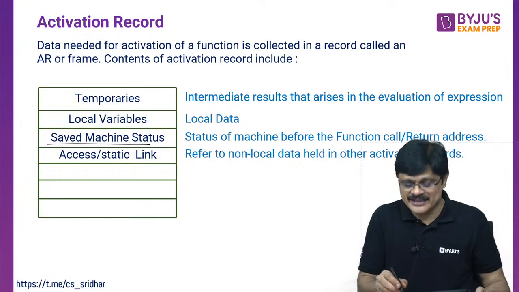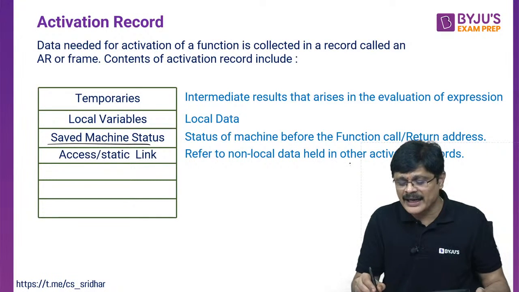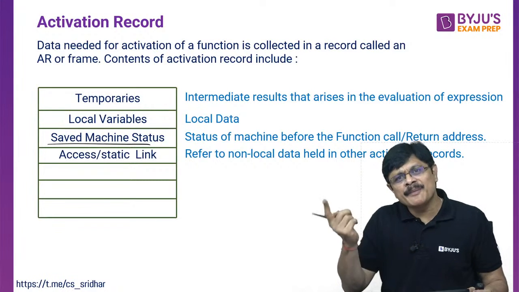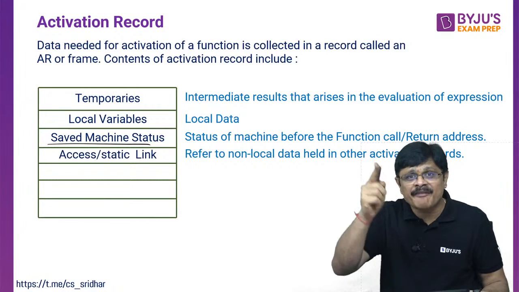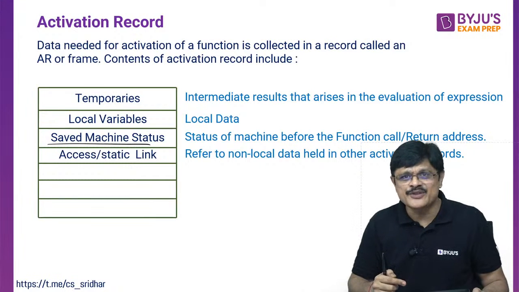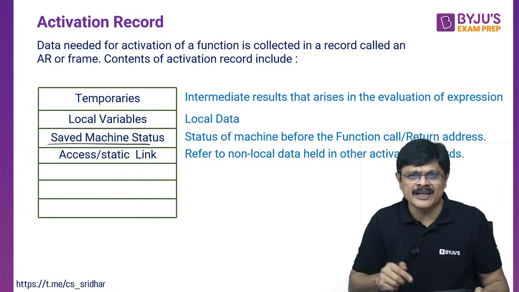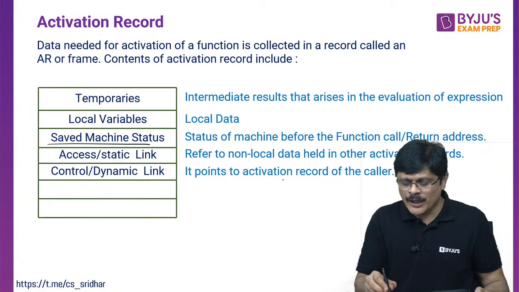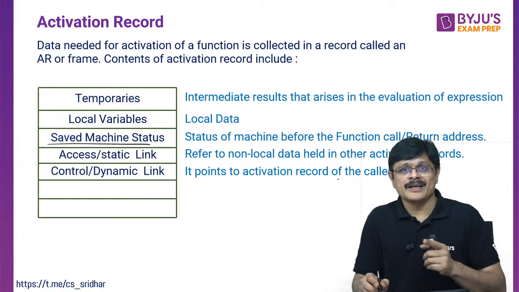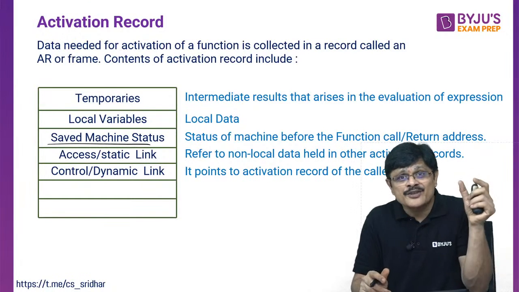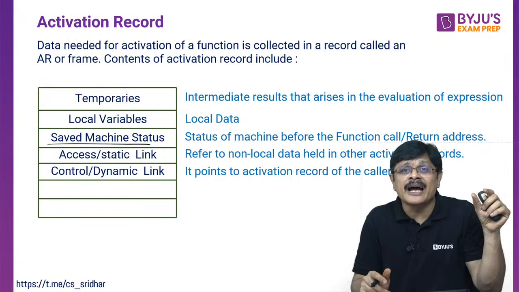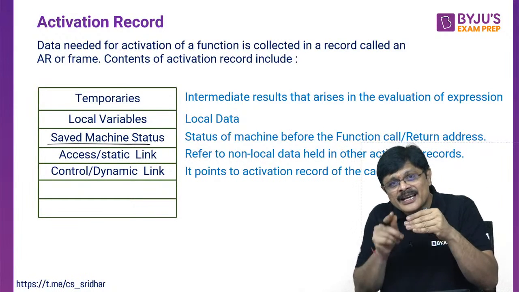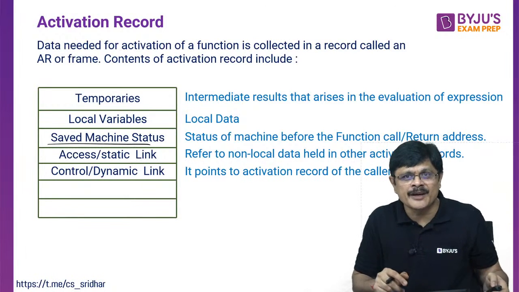Access or static links refer to non-local data held in other activation records. Some non-local data which may be in other activation records, it may be referring to links; we call them access links, and that may be stored in this particular activation record, my dear friends. Control or dynamic link points to the activation record of the caller. So the address, the link of the activation record of the one which is calling this, that information is also stored here, my dear friends. Link.